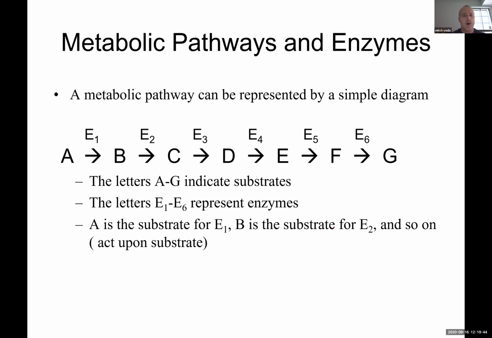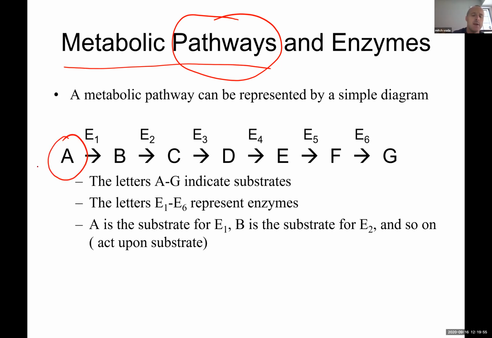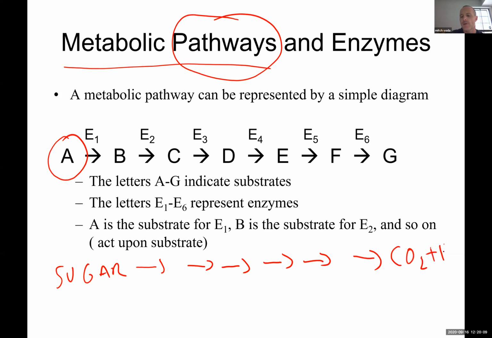Now, in the body, all these reactions go through a metabolic pathway. It's not just one reaction. Most of the time, you start with one reactant, for example, sugar. Sugar is going to be broken down through many reactions during the process of cellular respiration to turn into the final product, which is carbon dioxide and water.